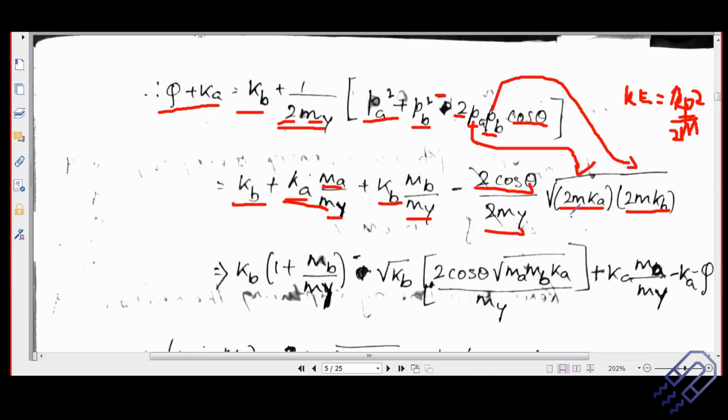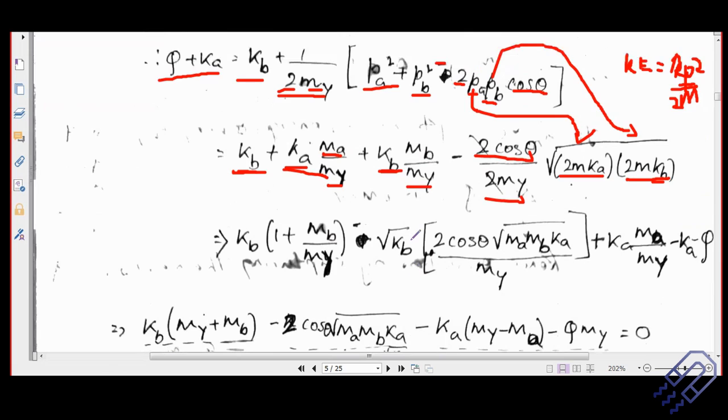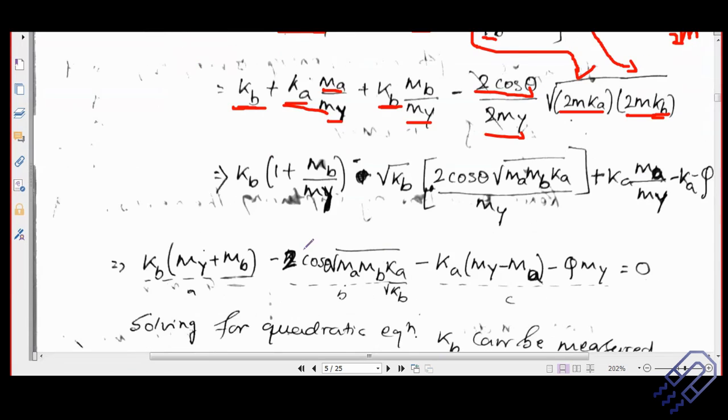We just do this modification, and we see that everywhere we do have a KB. We have a KB here, we have a KB here, we have a KB here. So that means the kinetic energy of B can be found because we are getting a quadratic equation. So we will look into this. What we can do is simply take KBs together. If we take KB here, we have 1 for this term, and then plus MB by MY. So this is this term, right?